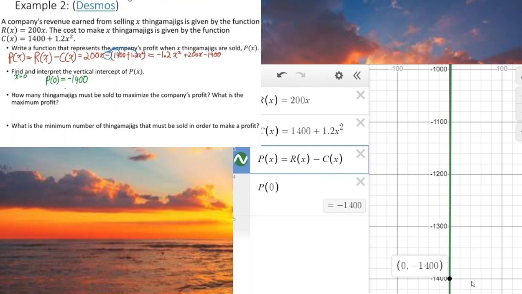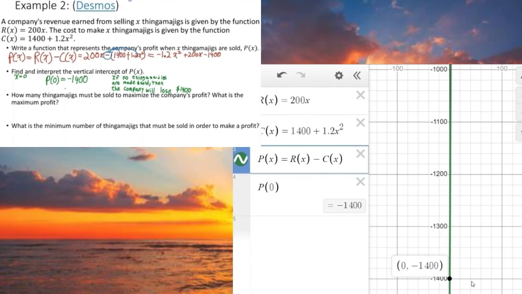So how would we interpret this? The x equals 0 indicates that they didn't make and sell any of their thingamajigs. So if no thingamajigs are made and sold, then, well, P of 0 being equal to negative 1,400 tells us we lost $1,400. So the full interpretation: if no thingamajigs are made and sold, then the company will lose $1,400.